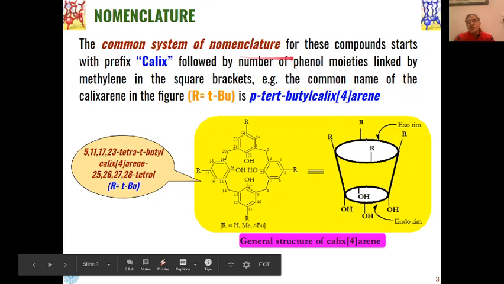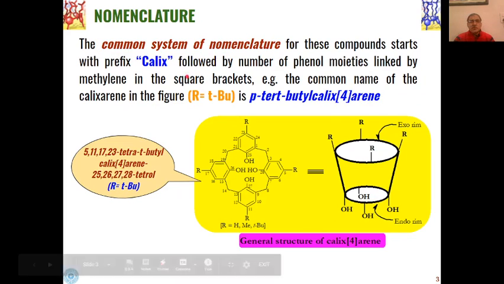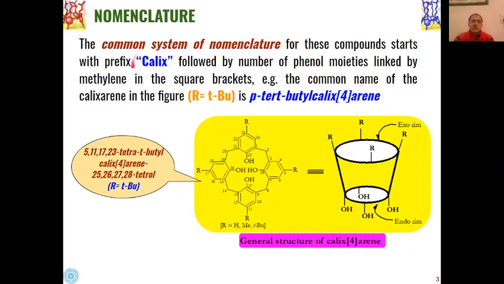The common system of nomenclature of these compounds is that the name starts with the prefix calix, followed by the number of phenol moieties linked by methylene, in square brackets. For example, if there are 4 phenol groups, we say calix[4]arene, and the substituents present are added before the name calix in the ring.